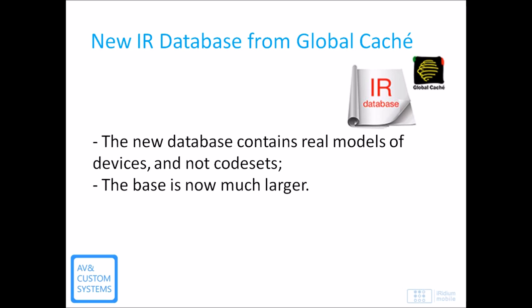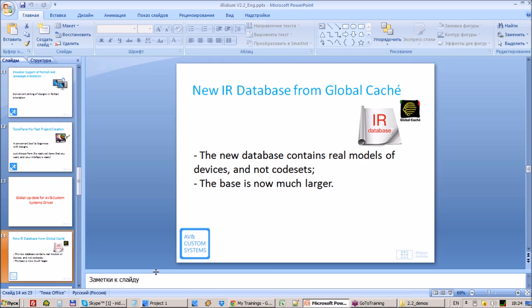So before, if you wanted to control some AV device, what you had to do is to choose the name of manufacturer. Then you would need to search for type, for instance TV, and then you would need to manually choose code sets provided in Global Caché IR database. Now it's different, and also the base now is much larger in case of models, manufacturers that you can choose. Let's show it.